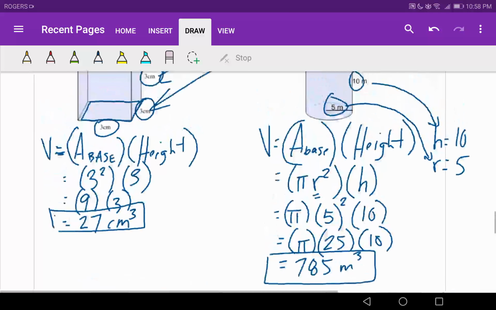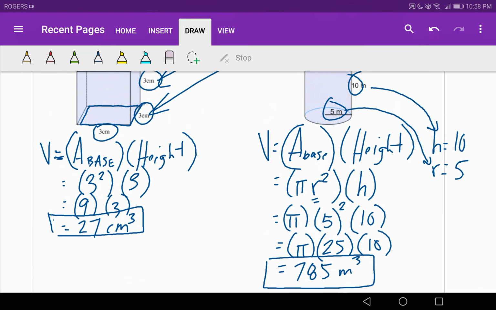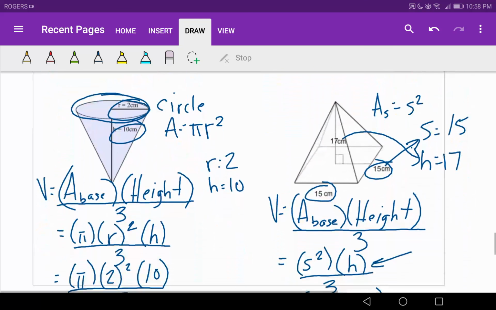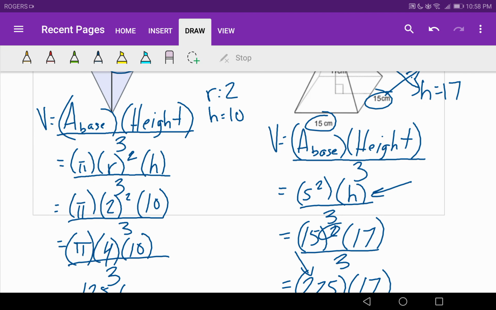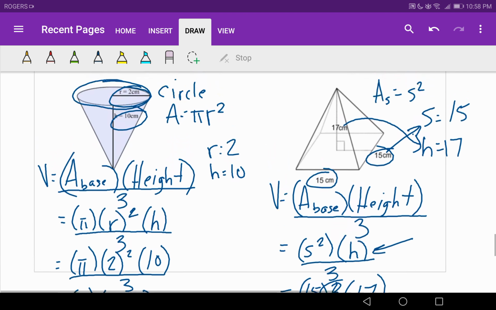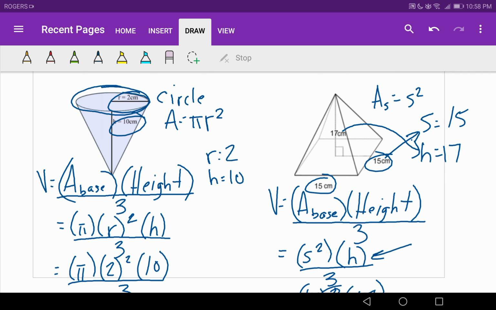So look at how all these questions started. Area of the base times height, area of the base times height. But then we got to a cone, so it was area of the base times height divided by 3. And then we got to a pyramid, so it was still area of the base times height divided by 3. But obviously, we have a different base than the cone, so this part of my formula is where it gets different, right? So here I have s squared as opposed to pi r squared. Those are just the different areas of the different bases. Okay?